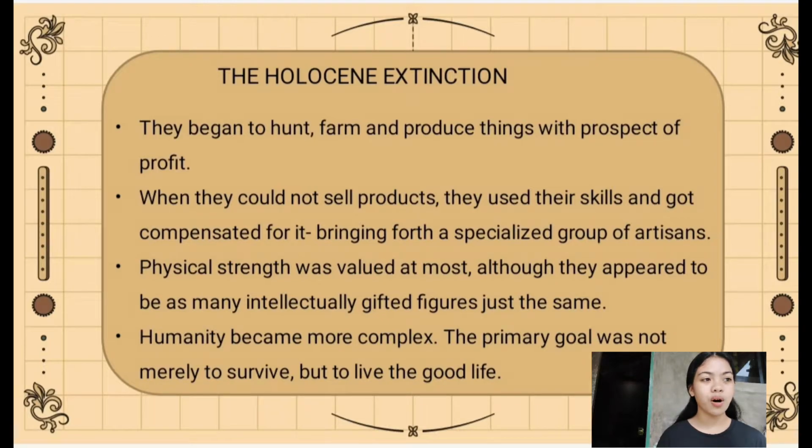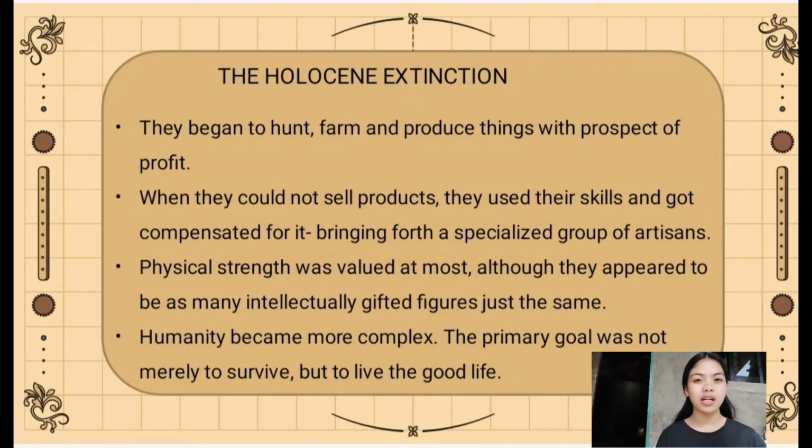Physical strength was valued most, although there appeared to be just as many intellectually gifted figures. So, humanity became more complex. So, nagka-complex na ang humanity during the Common Era. The primary goal was not merely to survive but to live the good life.